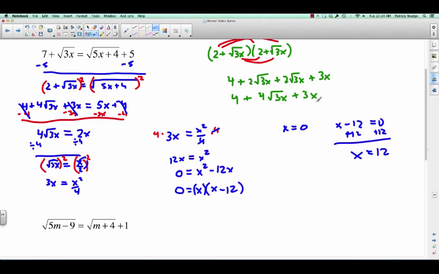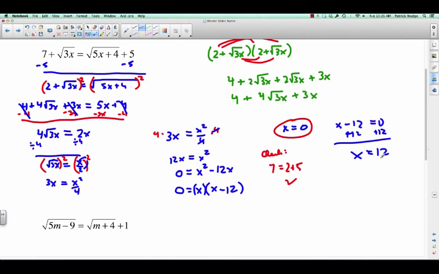Now we need to check them. Boy, I don't want to do that, and we don't even have any room, but I guess I can do it quickly. If I check this first one, I might do a couple steps at once. I have 7 plus 3 times 0 is 0, and the square root of 0 is 0, so I just get 7 on this side. Equals, if I put 0 in here, I'll get 5 times 0 is 0, plus 4 is 4, and the square root of 4 is 2, plus 5. And that's true, so this one definitely works.